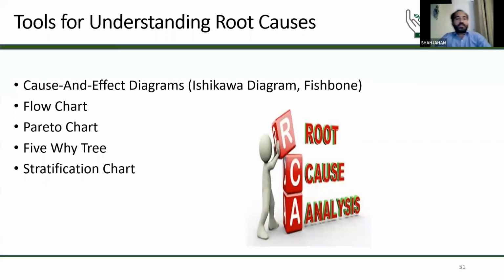Now these are the tools for understanding the root cause. When we have any issue in the hospital or pharmacy or any organization, we want to know what the root cause of that problem was. So which tools are we using to find our root cause? We are using the cause and effect diagram, Ishikawa diagram or fishbone diagram, flow chart, Pareto chart, 5-why tree, and stratification chart. These are the tools which we use when we want to understand the root cause.